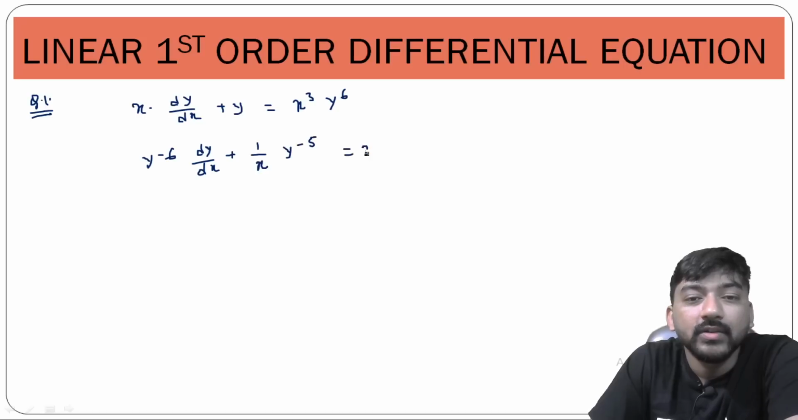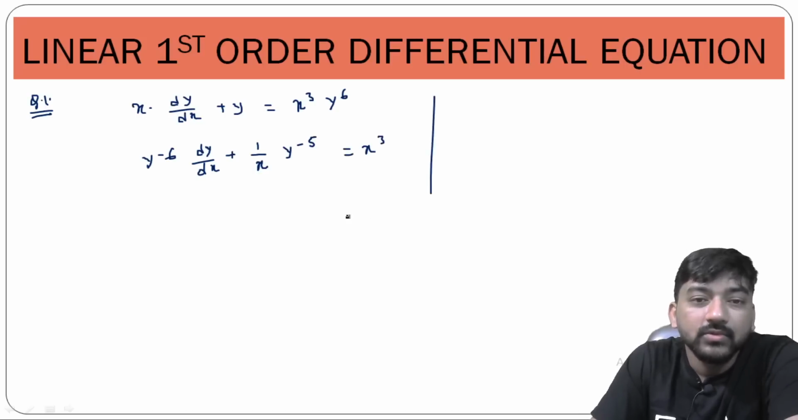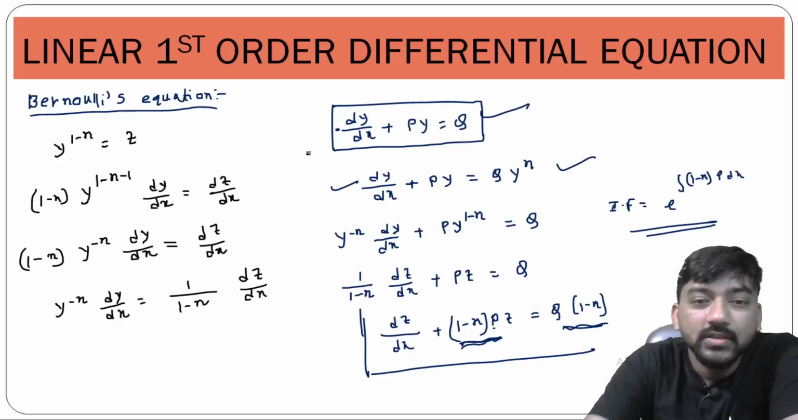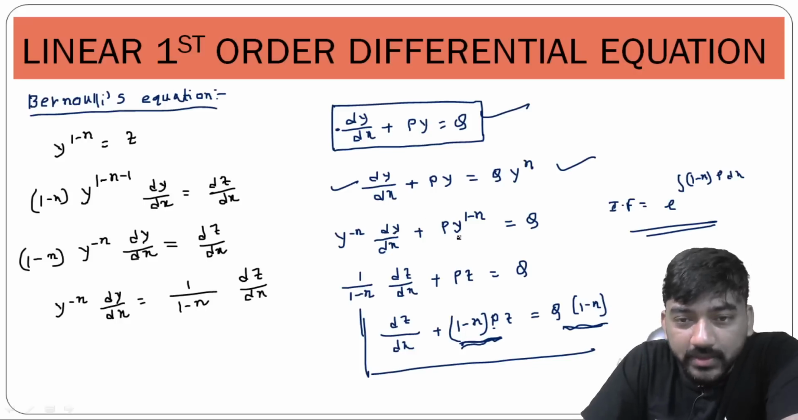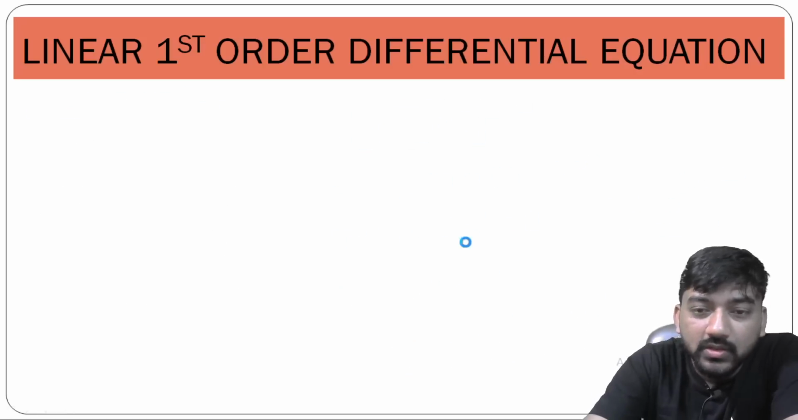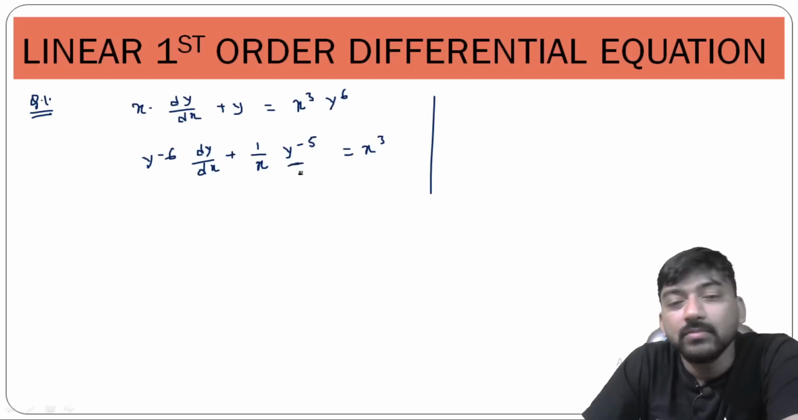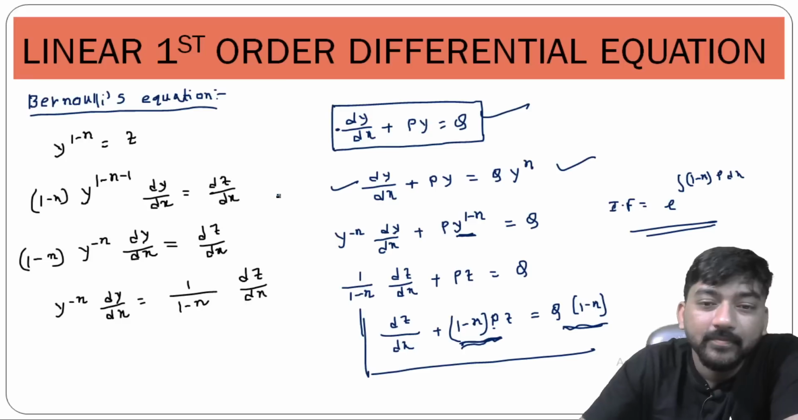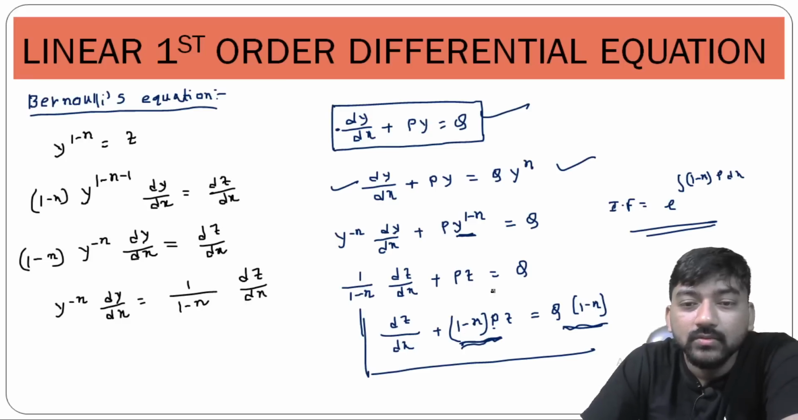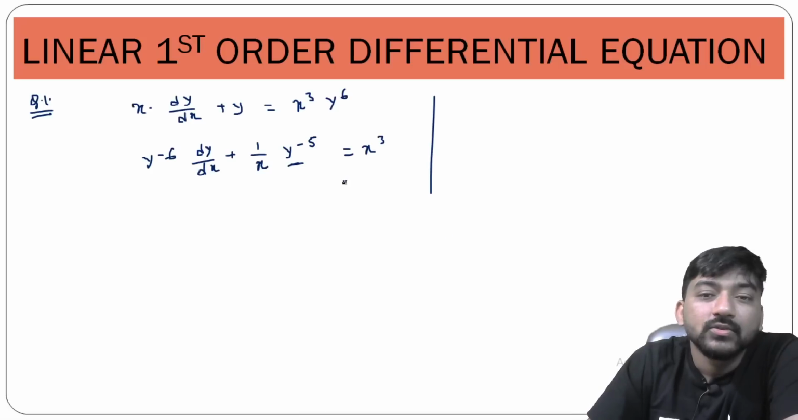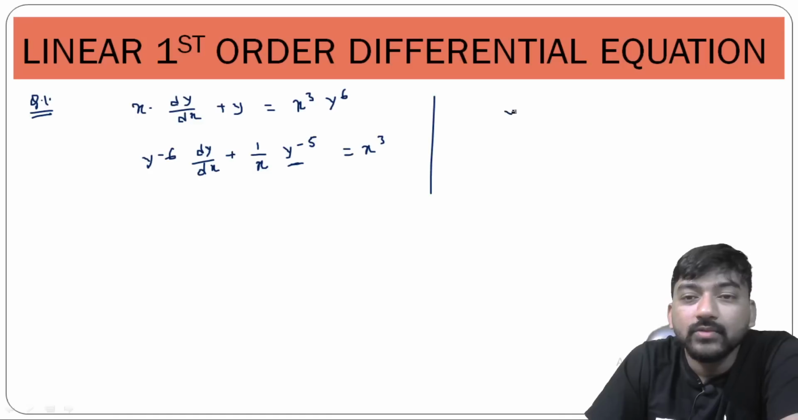Okay, is equal to x cube. Now what you have to do, you have to put y to the power minus 5 is equal to z. You can see in the previous case that we took y to the power 1 minus n as z. So here also we have to take y to the power minus 5 as z, and here 1 by x is nothing but p, you can see from here. So we take y to the power minus 5 is equal to z.